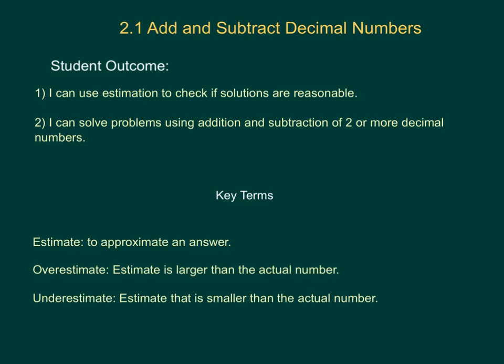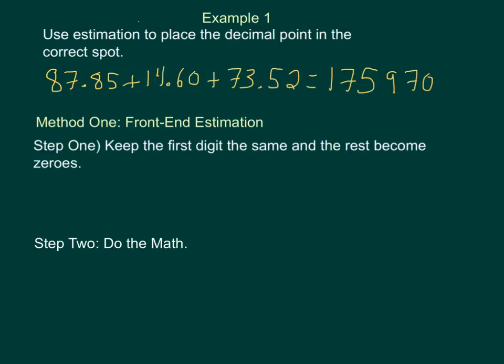So let's look at now a couple examples. Let's look at example 1. It says use estimation to place the decimal point in the correct spot. So what that means is we've got a few numbers here that we're adding together and we've got an answer, but we don't know where the decimal is going to be. So we're going to try to estimate to figure out when we add these three together, where will the decimal fall? Will it fall here, there, there? Who knows? So let's try method 1 first.